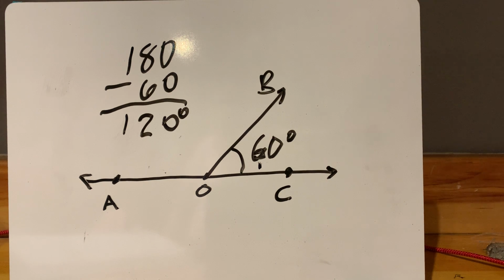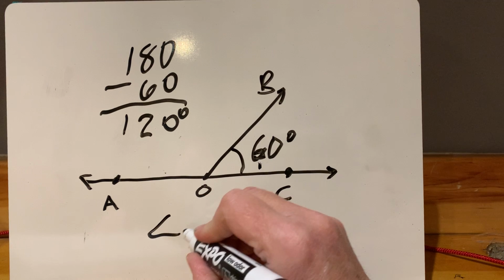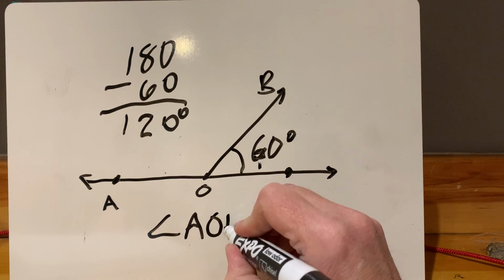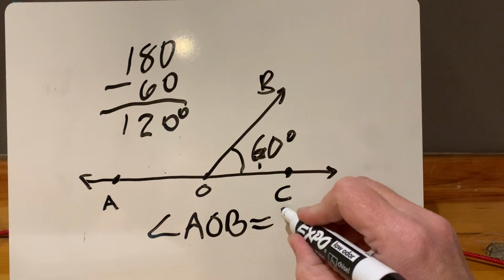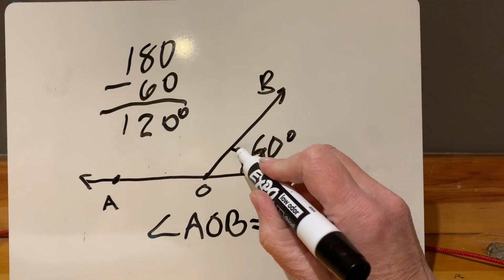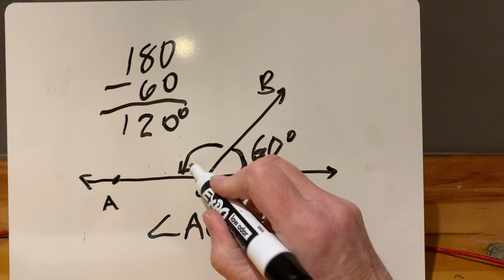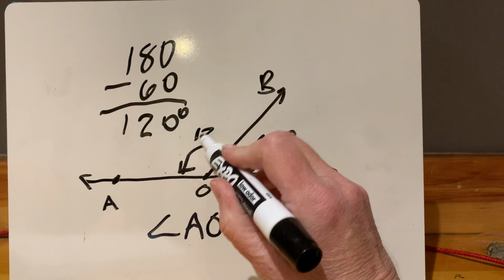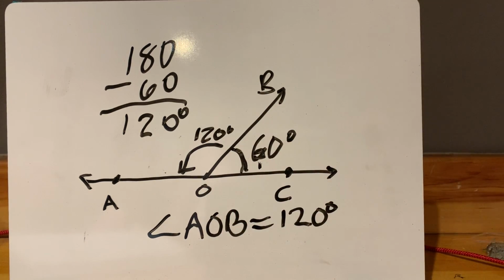There we can see that the measure of angle AOB will equal 120 degrees. So with this 60 and this one going together to equal 180, this one is 120.